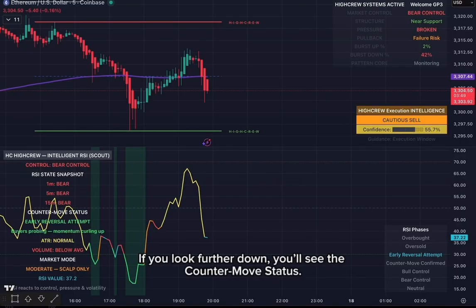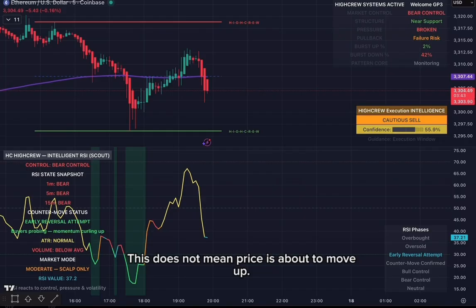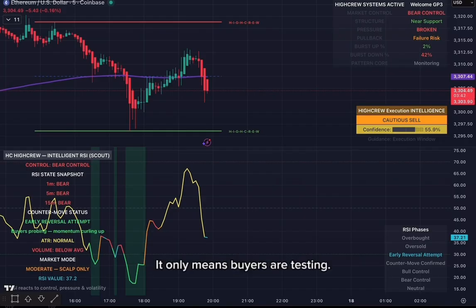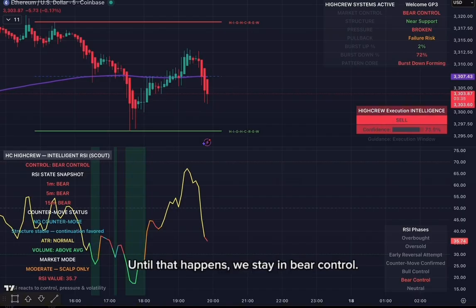If you look further down, you'll see the counter move status. RSI Scout is showing an early reversal attempt, which means buyers are probing and momentum is curling slightly upward. This does not mean price is about to move up. It only means buyers are testing. What we want to see next is the 1 minute RSI flipping first, followed by the 5 minute flipping to neutral or bullish. Until that happens, we stay in bear control.